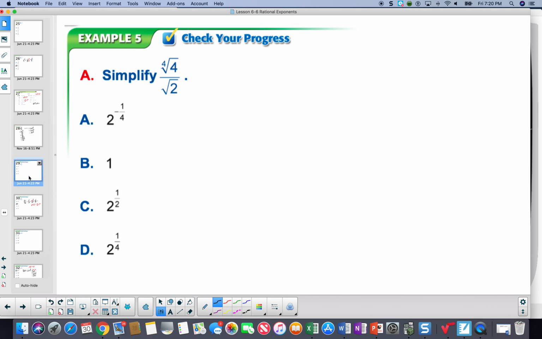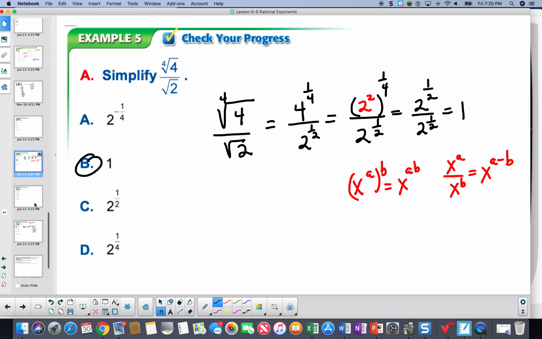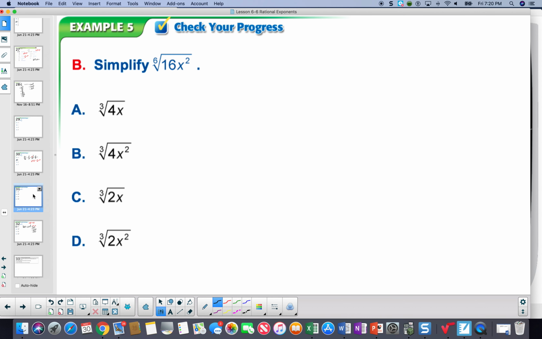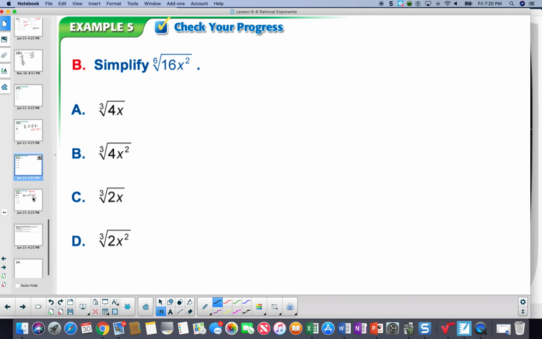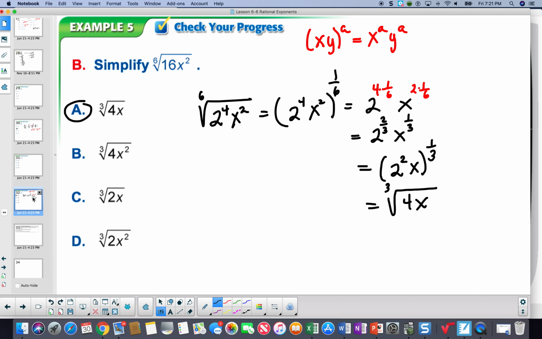Okay, pause. And here's the answer. Pause. And here's the answer. And to match with what I have there, I have to take 2 to the second to the, I need to make that 1/3 power into a root right here so that I can match one of my expressions there.